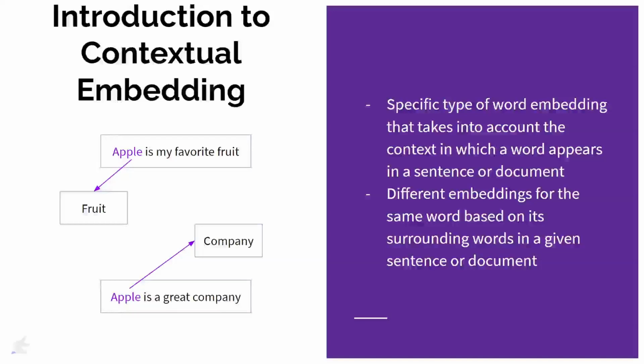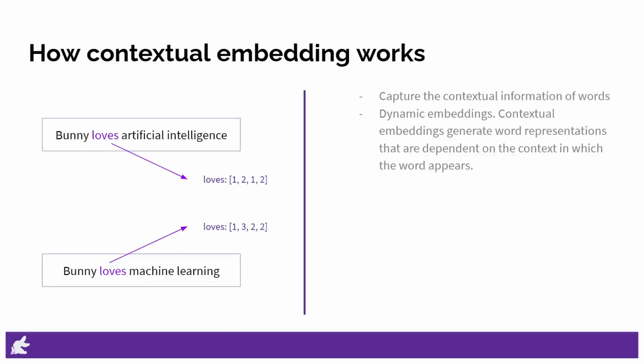These models are trained on large amounts of text data and can generate embeddings that capture the meaning of a word based on its context. Contextual embeddings are an advancement in word embeddings that capture the contextual information of words. Unlike traditional static word embeddings like word2vec or GloVe, which assign a fixed vector representation to each word, contextual embeddings generate word representations that are dependent on the context in which the word appears.